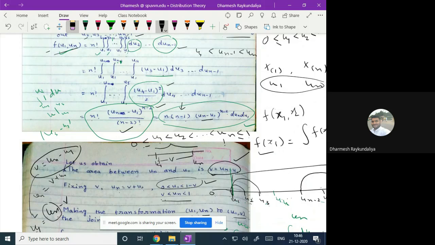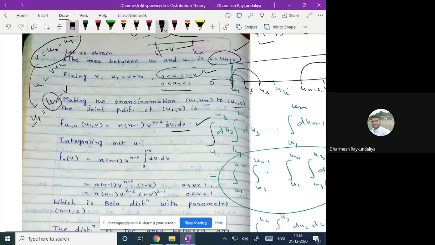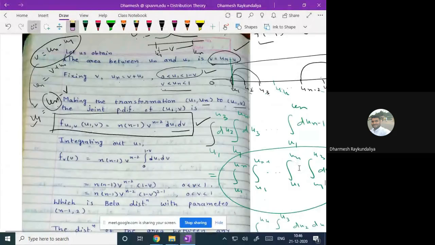Instead of un, what is there? dun equal to dv. So this is dv into du1. So that is what is written. So this is the joint density of u1 and v. Now I am interested to find out the density of v. So what I do, I have to integrate this joint density by variable u1. So I integrate out using u1.